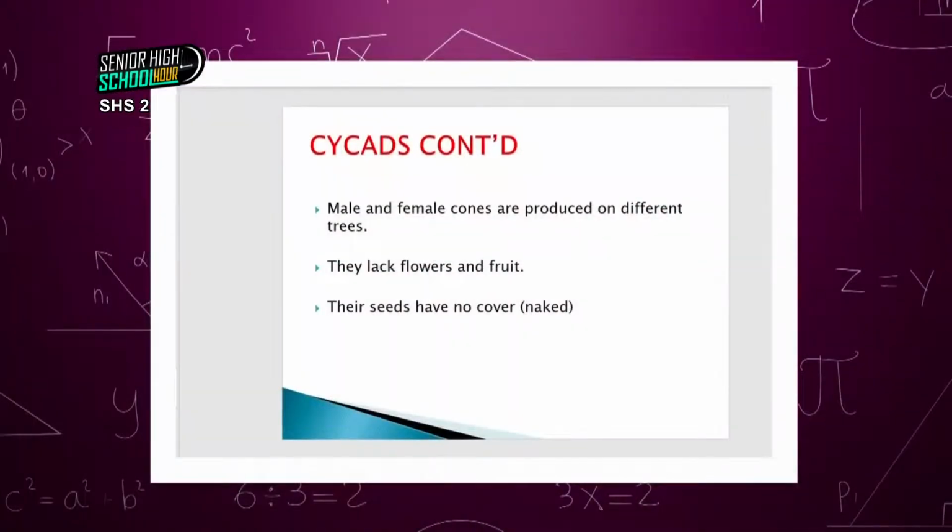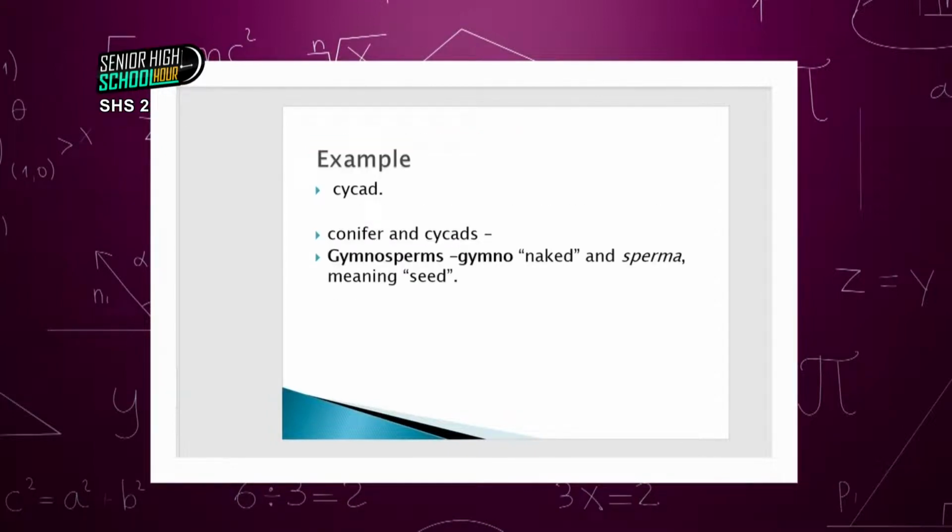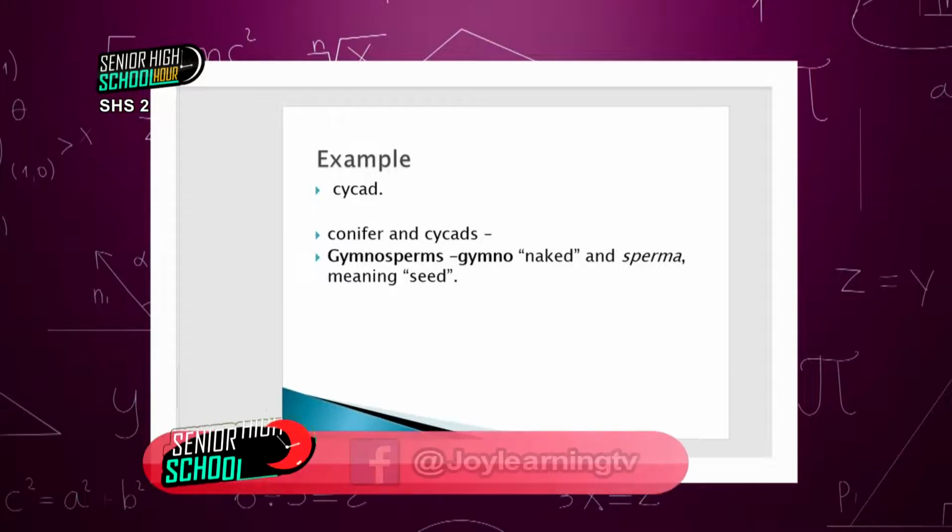Then they lack flowers and they lack fruits. When they make the seeds like the conifers, they also are not covered. So we say they are gymnosperms because the seeds are not covered. The common example we have with Cycadophyta is the cycad. The plants are called cycad. The example I have is called cycad, and they are just species differences. So mostly they are cycads.